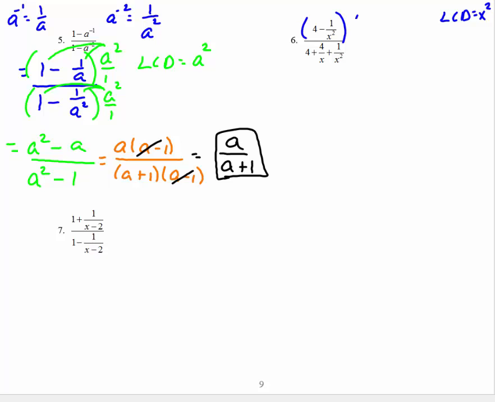Multiply the whole numerator by x squared, again over 1, and the whole denominator by x squared over 1. If you want to put the x squared at the front, you can. I just put it at the back. Wherever you like to is fine.